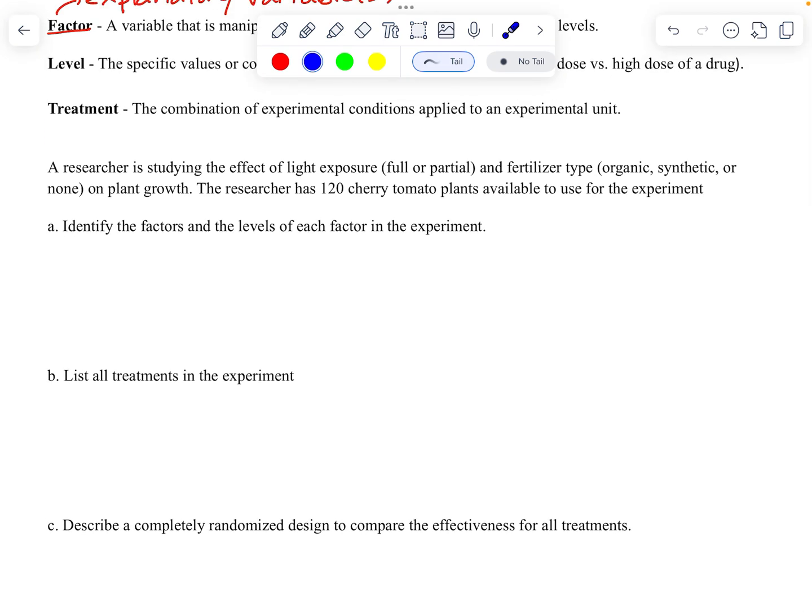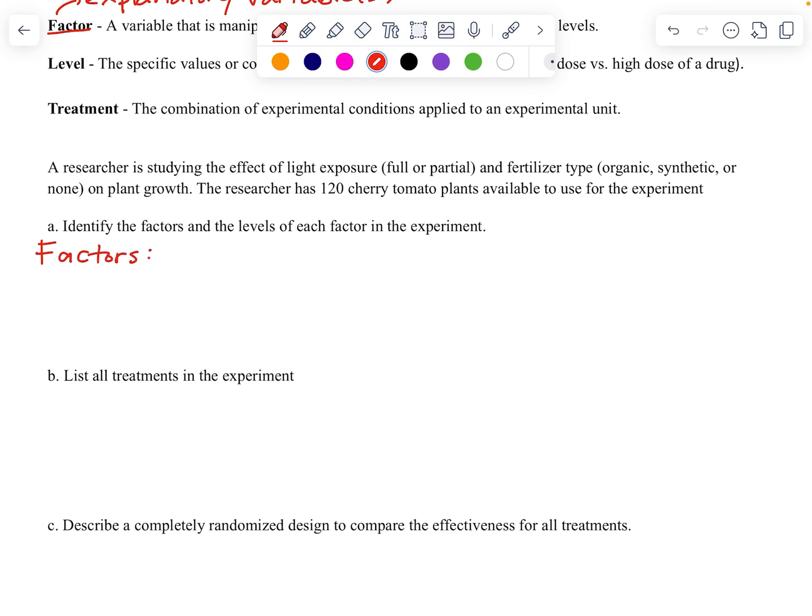It says, a researcher is studying the effect of light exposure, full or partial, and fertilizer type, organic, synthetic, or none, on plant growth. The researcher has 120 cherry tomato plants available to use for the experiment. Identify the factors and the levels of each factor in the experiment. So what are our factors?